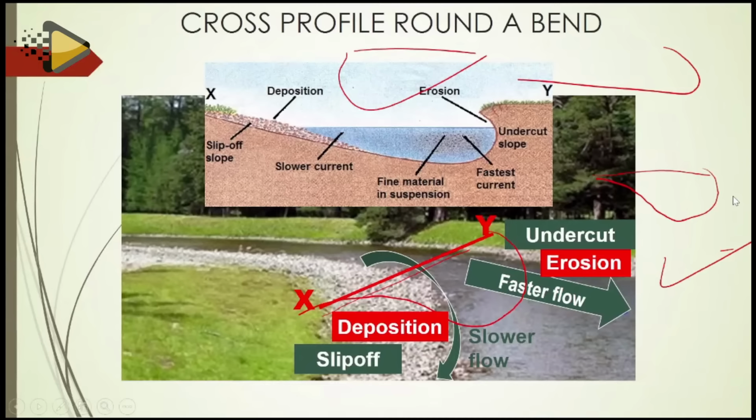So why is the undercut deeper? Because the water is flowing faster and there's going to be more erosion. Why is the slip off shallow? Because the water is flowing slower and there's going to be more deposition.